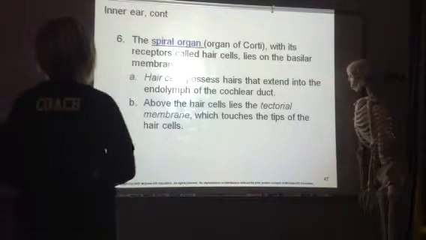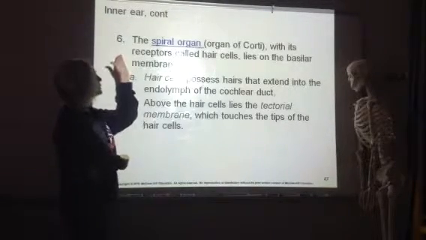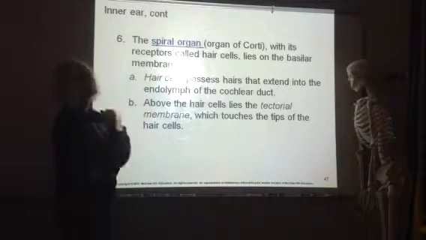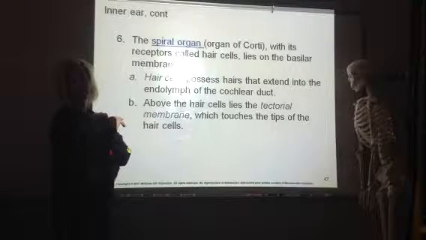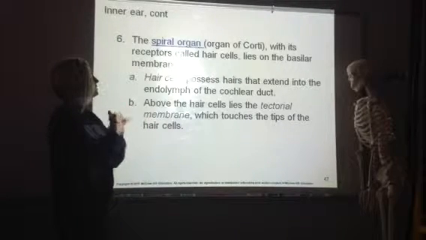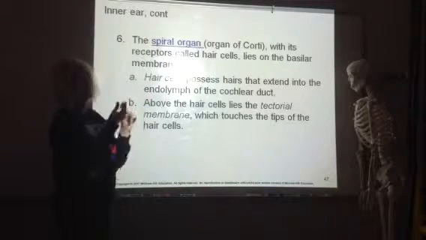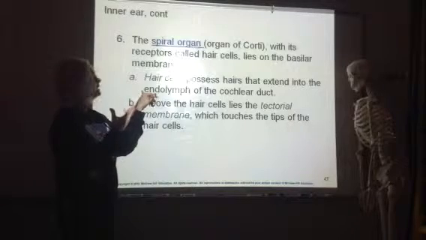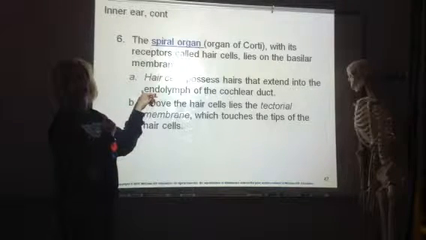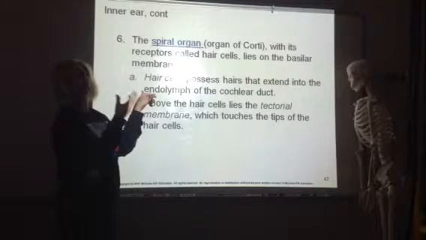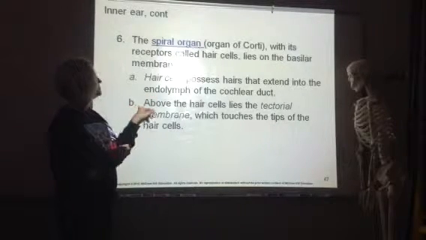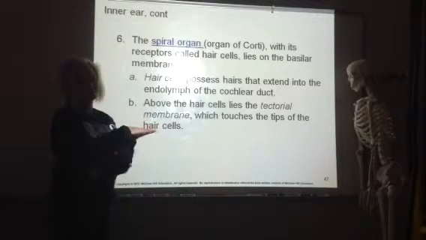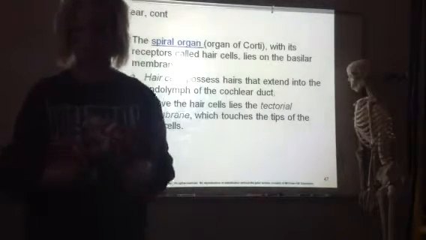So the organ of Corti, or the spiral organ, has your hair cells which pick up the sound waves. It lies down on that basilar membrane, so a lot of the fluid will be on top of it. The hair cells are little hairs that extend into the endolymph, so into that fluid, and it's going to pick up sound waves through that fluid. So hair cells pick up sound. Above the hair cells is a tectorial membrane, and that basically just is going to touch the tips of the hair cells.